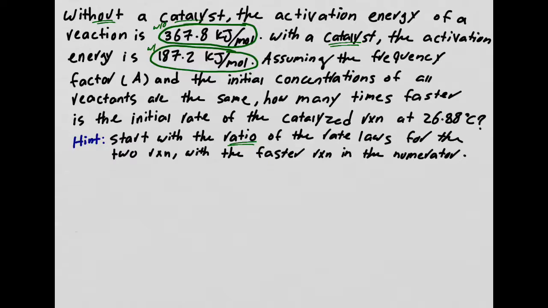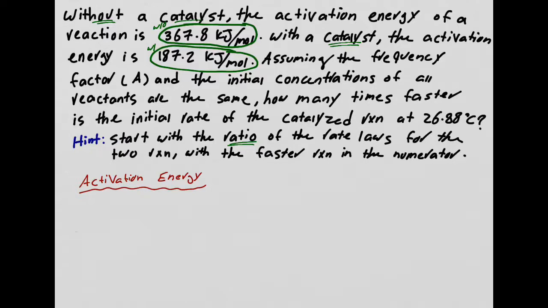Okay. Now, what type of problem is this? This is an activation energy problem, because I give you the activation energy and I tell you the one that has a catalyst has a lower activation energy than the one that does not have a catalyst.